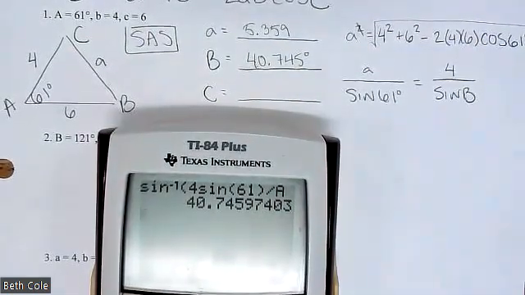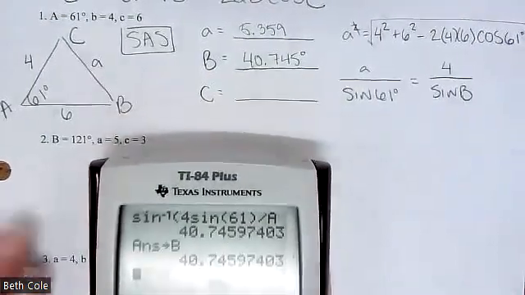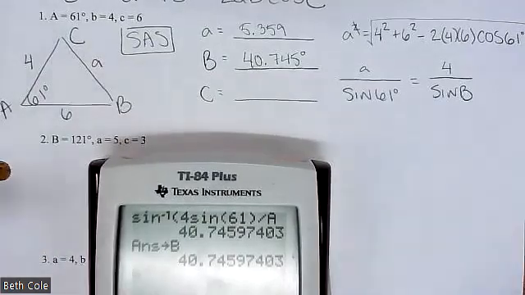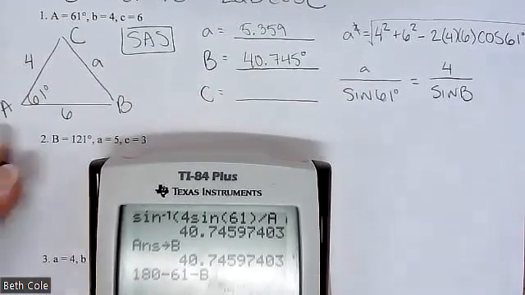Hurry, capture it. Store alpha B, enter. I say that to be silly so people remember to store it. Now, how do you get the last one? 180 minus the others. So 180 minus 61 minus alpha B.